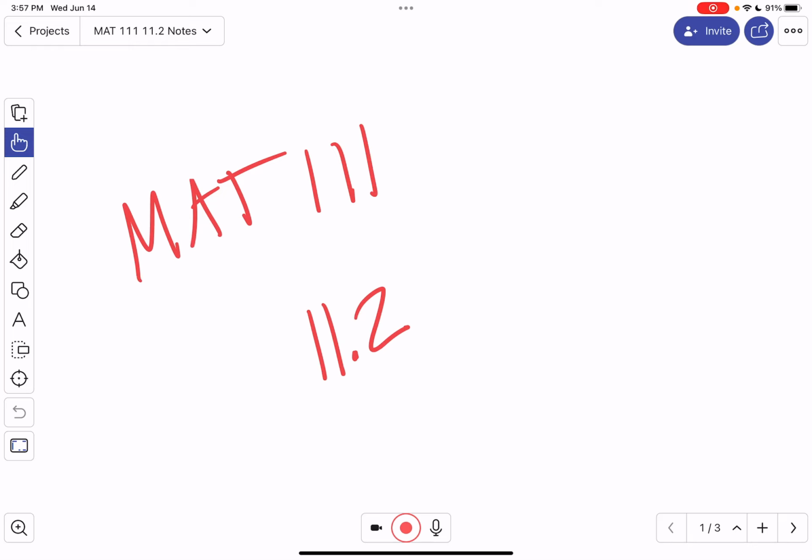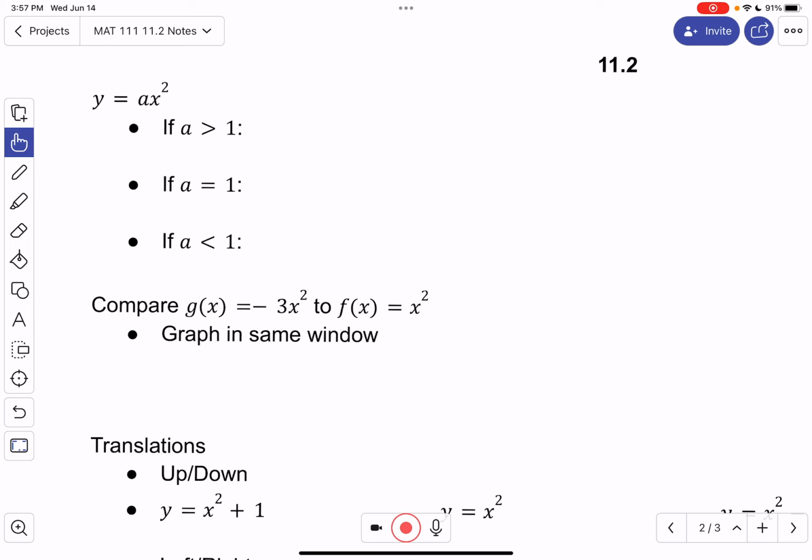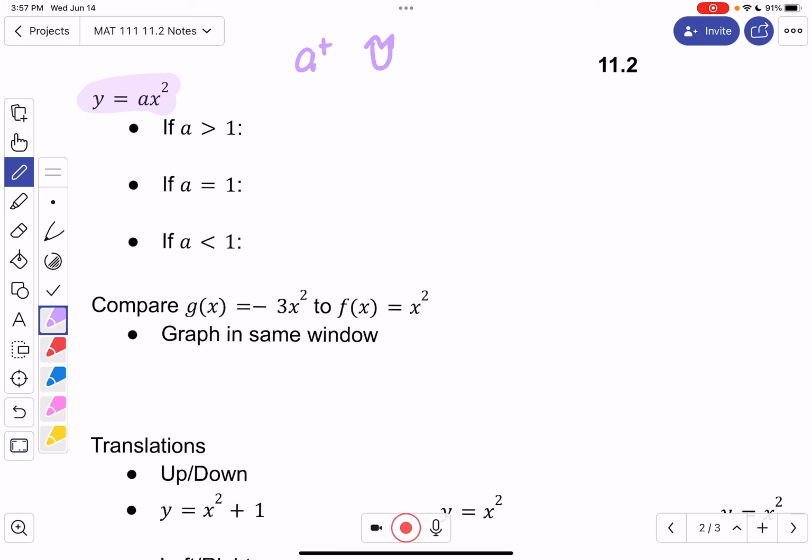All right, 11.2 continues looking at quadratic equations. We're talking more about the graphs now. If you remember from 11.1, our standard form is y equals ax squared plus bx plus c. That a actually tells us quite a bit about the equation. If a is positive, our u is going to point up. And if a is negative, the u is going to be flipped and point down.